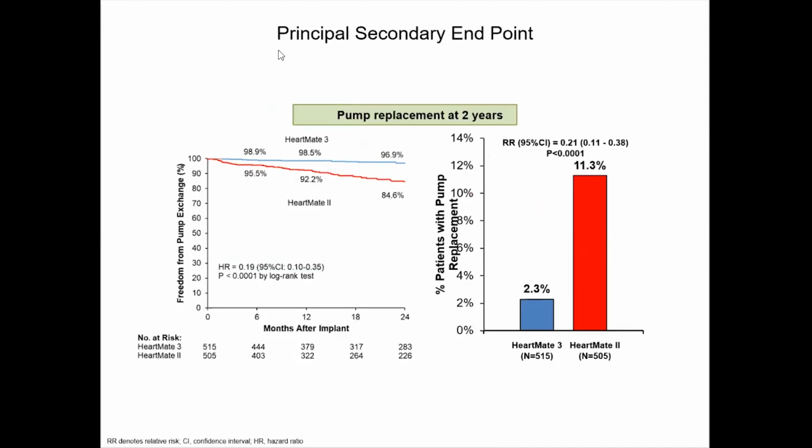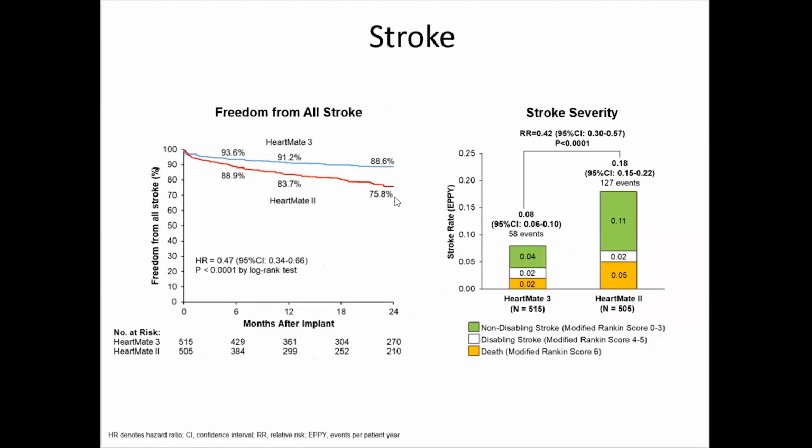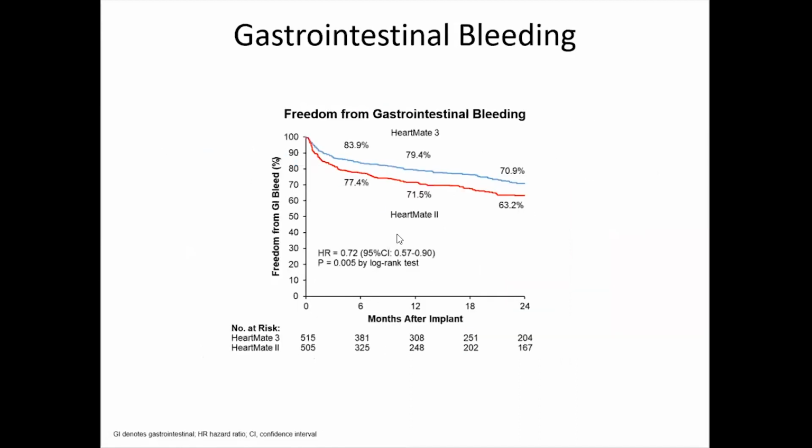They looked at the other secondary outcomes, like pump replacement. Definitely a superior pump, 96% without pump replacement for the HeartMate 3 versus 84% for the HeartMate 2. For any cause of stroke, it was a superior pump and did better. The stroke rate was much lower with the HeartMate 3. And GI bleeding, similar thing, was statistically significantly lower for gastrointestinal bleeding.